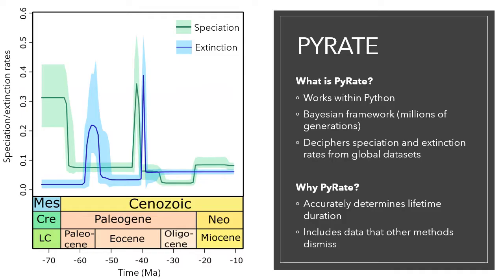So I thought I should quickly address what PyRate is and why I'm using it. PyRate presents a novel method of estimating diversity in micropaleontology. PyRate works within Python, performing macroevolutionary analyses on large fossil occurrence datasets, including all possible data to estimate speciation and extinction rates, producing plots like this one here on the left. It performs analyses within a hierarchical Bayesian framework, producing millions of generations of differing data combinations to find the best model that explains the data and accurately determines the lifespan of a species.